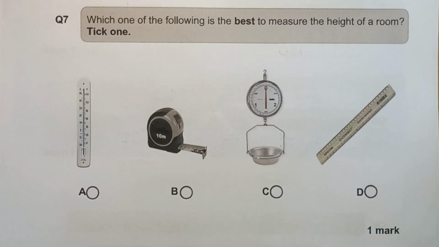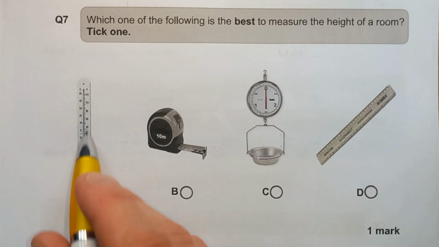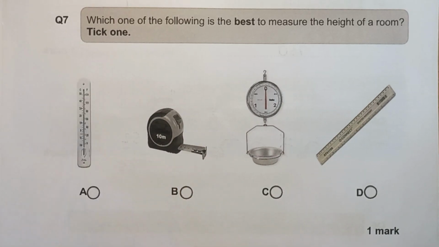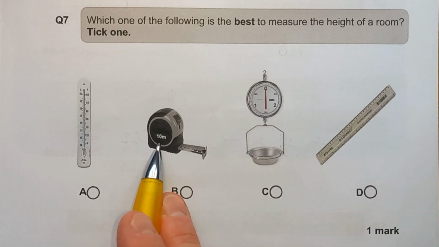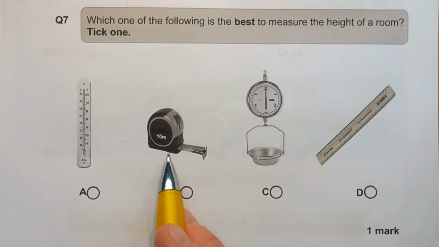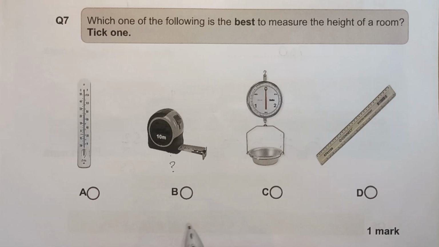Question 7. Which one of the following is the best to measure the height of a room? Well, this is a thermometer. This is going to tell me the temperature of the room, but not the height. This is a tape measure. This is definitely used for measuring distance. And 10 metres. Well, I'd expect a room to be somewhere between 2 and 3 metres. So this one looks pretty good. So I'll put a question mark for now.